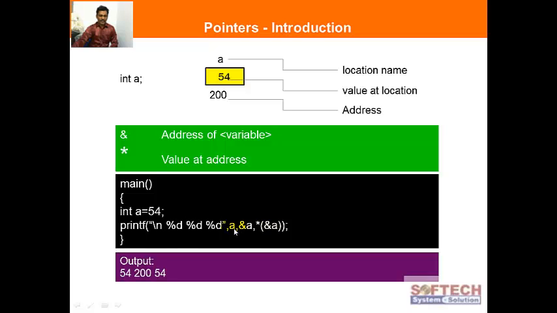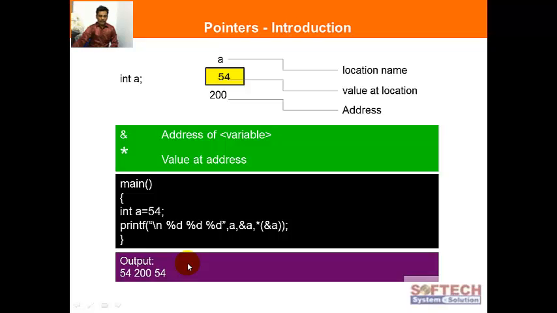For a, %d is the format specification for integer. a is an integer variable, so it gives 54. &a gives 200, which is the address of that variable. For *&a, the &a gives 200, and if we put star before the address, it gives the value, that is 54.